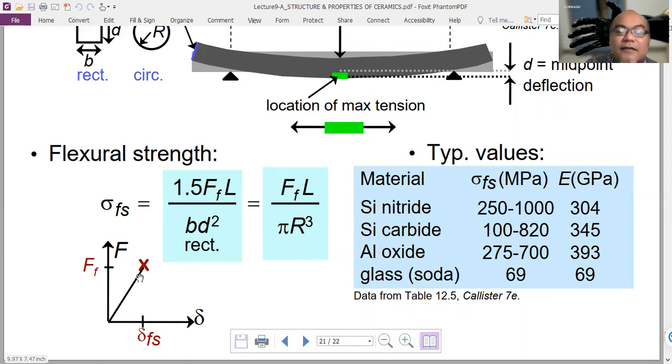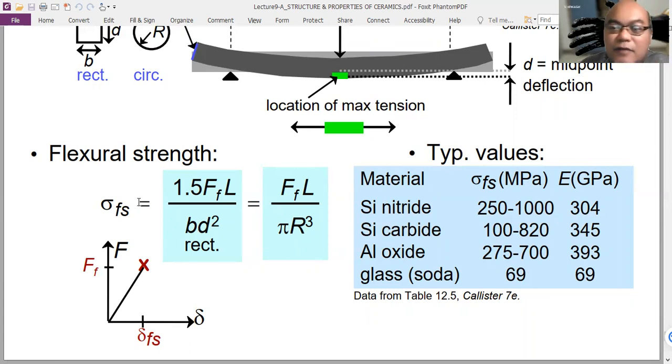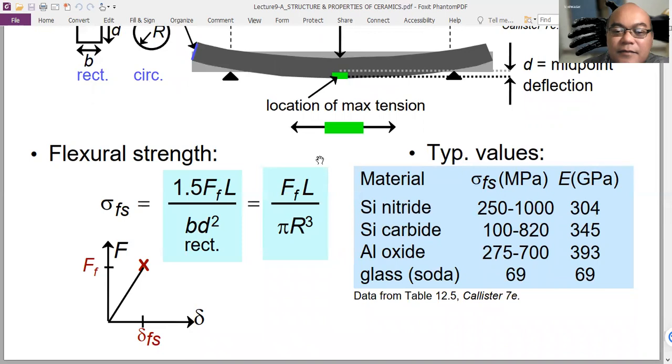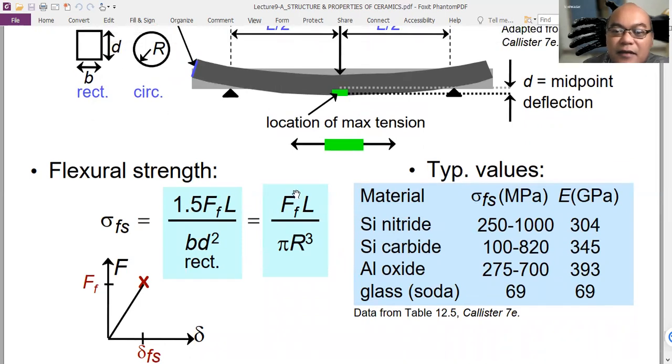The flexural strength, sigma, before it breaks, equals 1.5 times F times L, the length of the specimen, divided by B, the width, times D squared, the thickness of the rectangular specimen. If it is a circular cross section, then the flexural strength equals FF times L divided by pi R cubed.